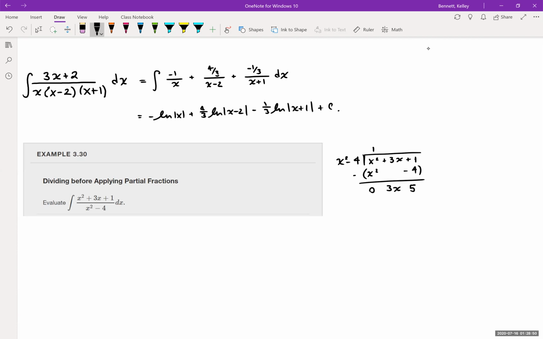So, yeah, okay. So we get 1 plus 3x plus 5 over x squared minus 4 dx. So the 1, that's easy, that'll just be x. And then this guy is a quadratic, but it's not irreducible. It'll have 2 distinct linear terms.